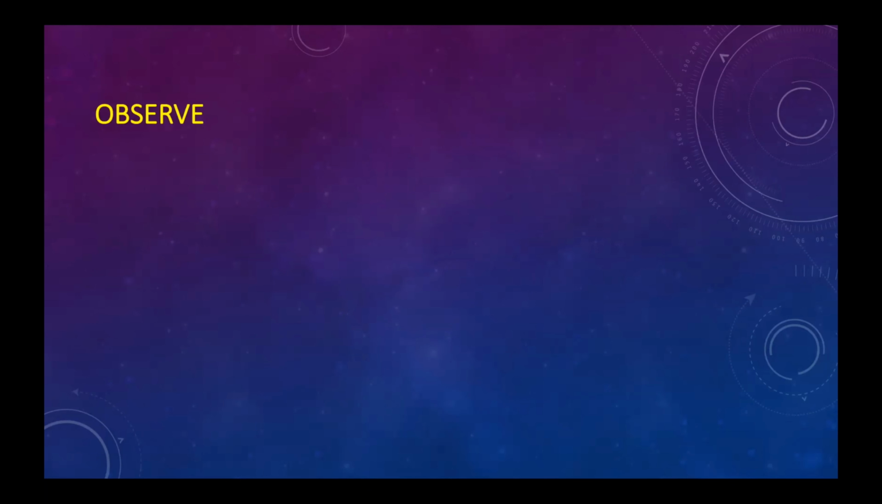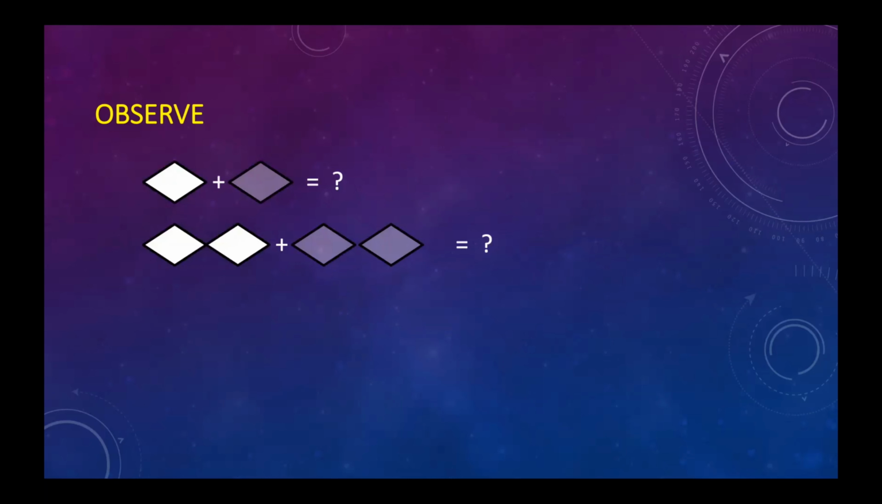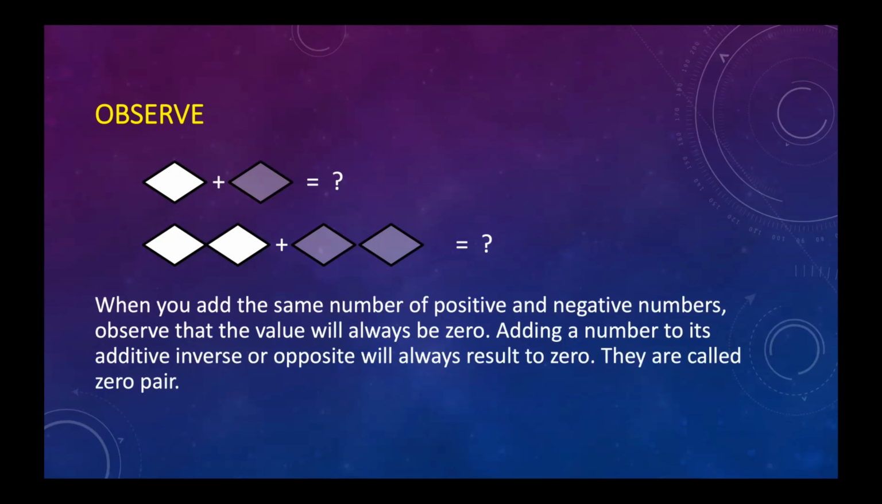Okay. Observe mo na, observe. So, kagaya ng sinabi ko kanina, if you have 1 positive and 1 negative, anong value niya? 0. Tama. Eh, pag 2 positive and 2 negative, ano ang value niya? 0 pa din. Very good. When you add the same number of positive and negative numbers, observe that the value will always be 0. So, same number ng positive and same number ng negative, the sum will always be 0.